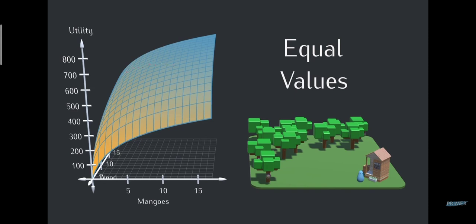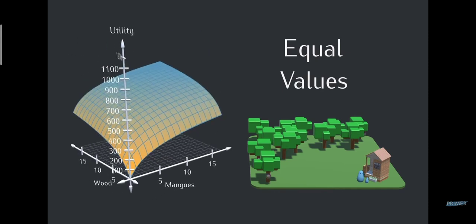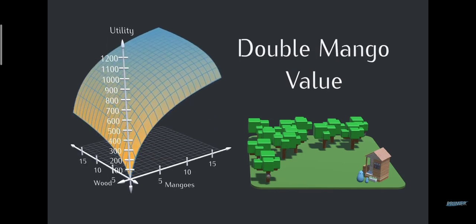But now what happens if the blob has a little baby blob? The baby can't collect anything, but it does have to eat. So now let's say the blob values mangoes twice as much as it used to. What do you think the new optimal strategy will be?